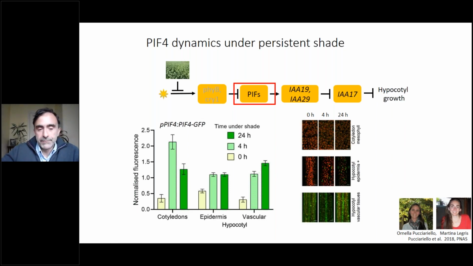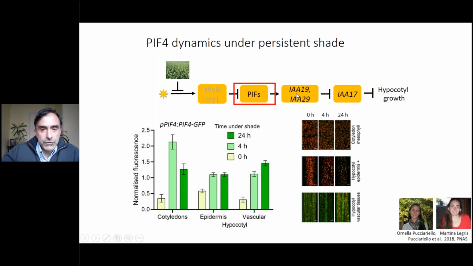observed under white light. However, when we look at P4 in the hypocotyl, at the very least, the levels stay as high as when exposed to the first hours of shade. And in the case of vascular tissues, actually, it is even higher. And by overexpressing P4 exclusively in the vascular tissues, we have shown that there is a promotion of growth, giving physiological meaning to this observation.